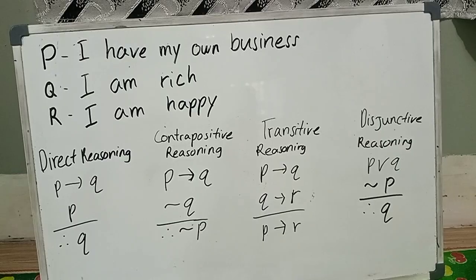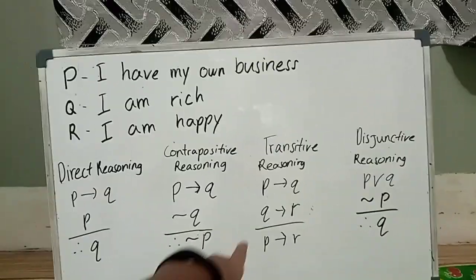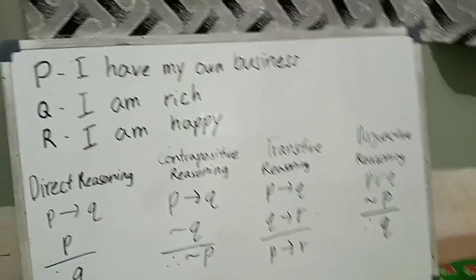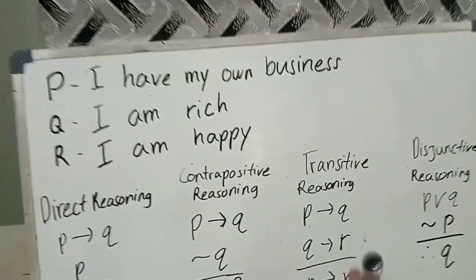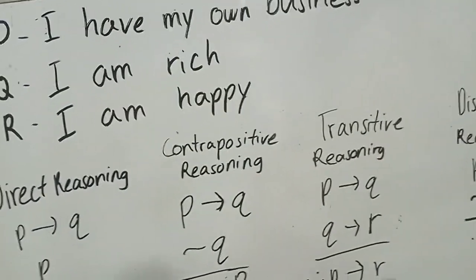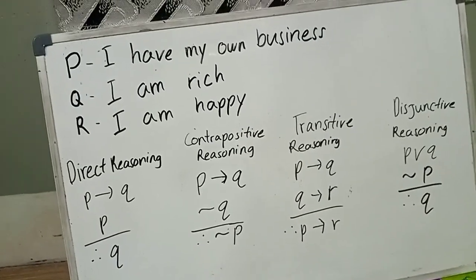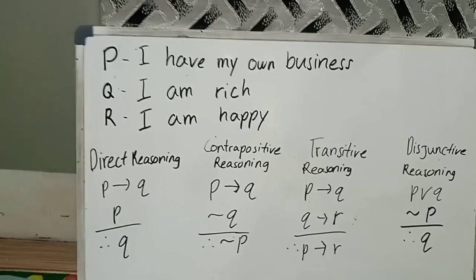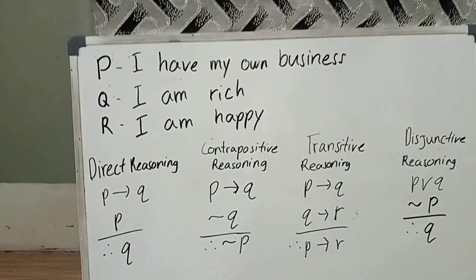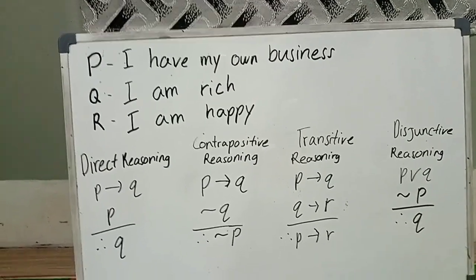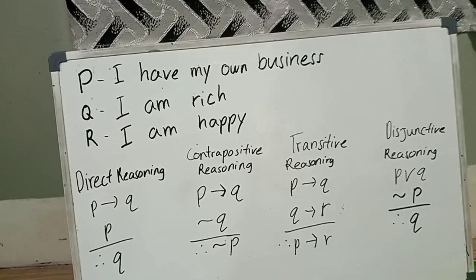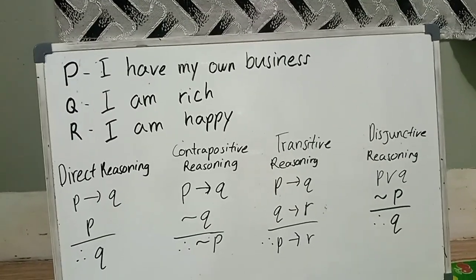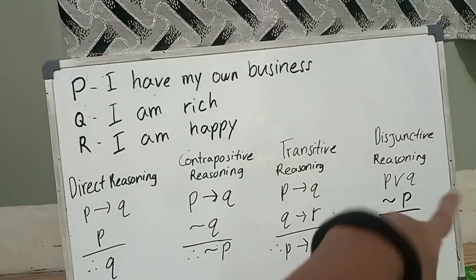For transitive reasoning, it would be if P then Q, so if I have my own business, then I am rich. So if Q then R, therefore if P then R. So we will read it as: if I am rich, then I am happy. Therefore, if I have my own business, then I am happy.